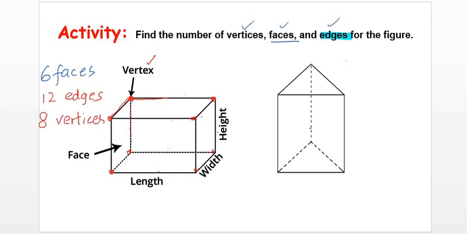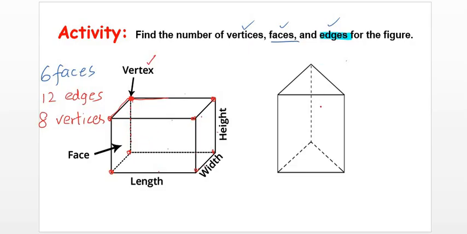Okay, now let's talk about this shape. This shape is called a triangular prism. Remember, what is a prism? A prism is any shape that can be cut into slices, and each slice is of the same size and of the same shape. For example, you can cut this triangular prism into slices and each slice will be a triangle. You can cut this cuboid into slices like the slices of bread. So each slice is called a cross section.